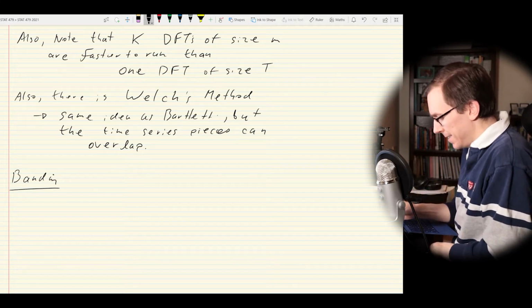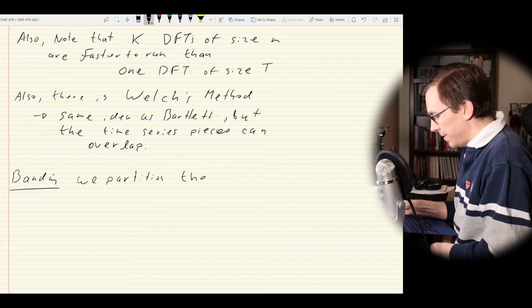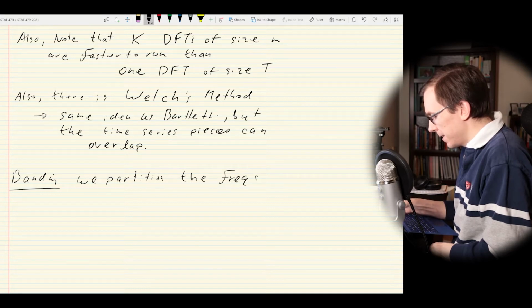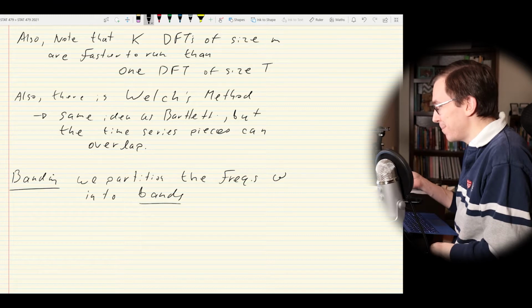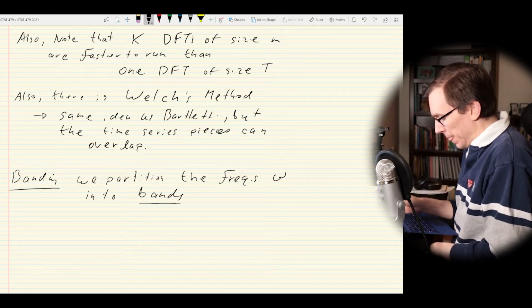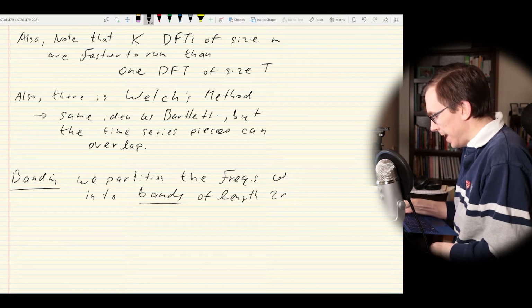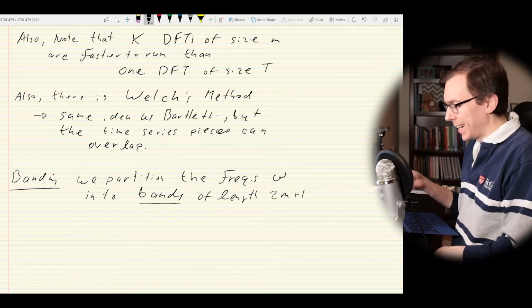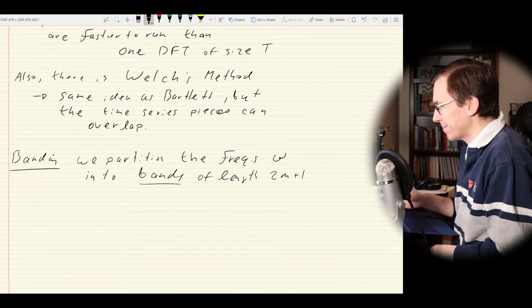So in this case, we partition the frequencies omega into bands. All right, so what's a band? Well, we'll say of length 2m plus 1. There's a reason why, again, we want it to be an odd number, so I'm going to write it as 2m plus 1.